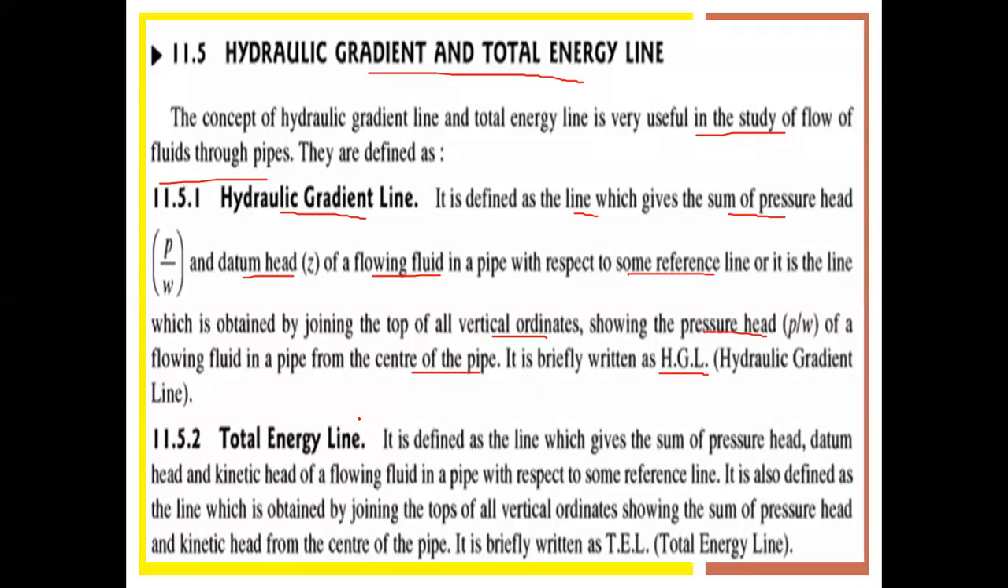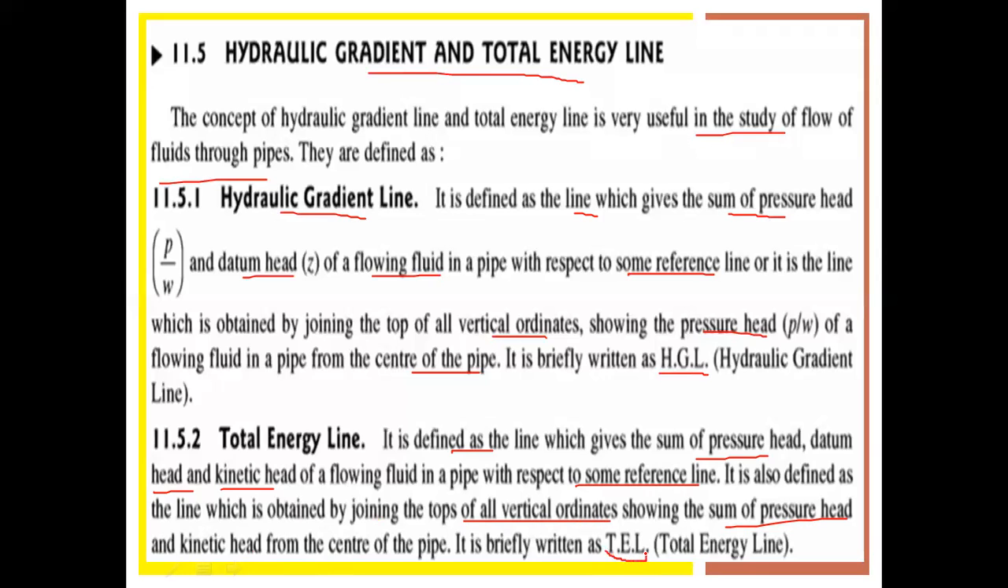Then what is the total energy line? It is defined as the line which gives the sum of the pressure head, datum head plus kinetic head of the flowing fluid in the pipe with respect to some reference line. It is also called the line obtained by joining the top of all the vertical ordinates showing the sum of the pressure head and kinetic head from the center of the pipe. It is briefly written as TEL.